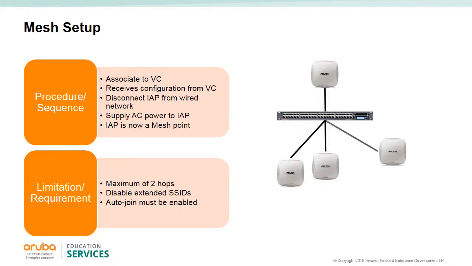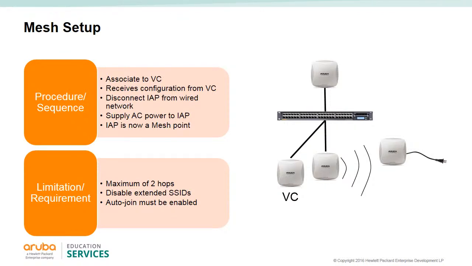To create a mesh point, the IAP must first join the virtual controller group. The IAP will receive the configuration from the virtual controller. By disconnecting the IAP from the network, this IAP will automatically become a mesh point and start looking for a mesh portal in its cluster.